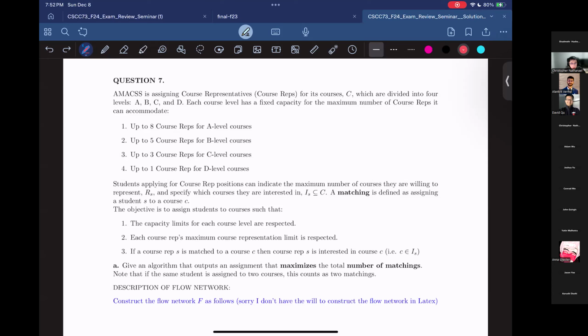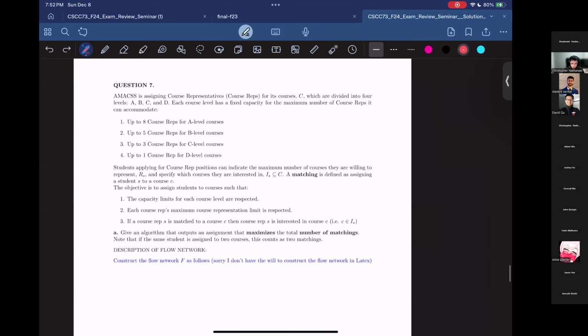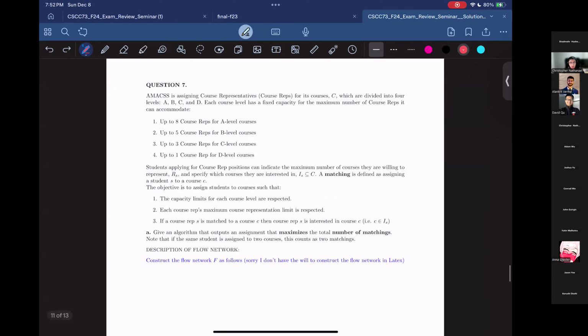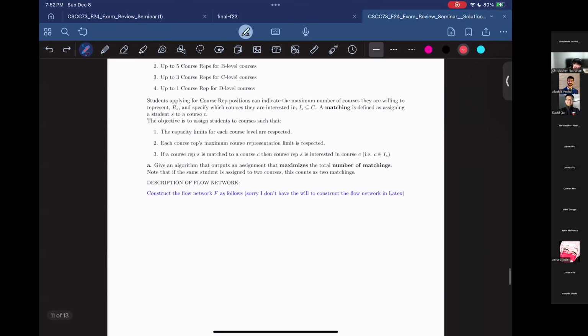Give an algorithm that outputs an assignment that maximizes the number of total matchings. And note that if the same student is assigned to 2 courses, this counts as 2 matchings. So, description of flow network. Anyone willing to give the group of nodes that we need to have in between S and T?